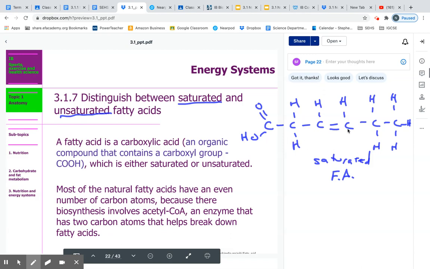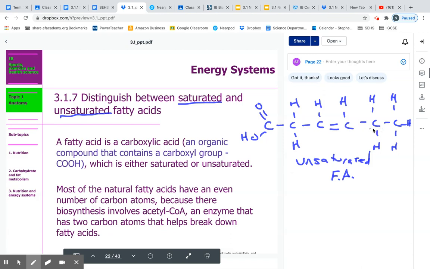So if you see a double bond between carbons, be very careful, because there is a double bond here between the oxygen and the carbon. But if you see a double bond here between two carbons, then we say it's unsaturated. So that is the main difference between a saturated fatty acid and an unsaturated fatty acid.